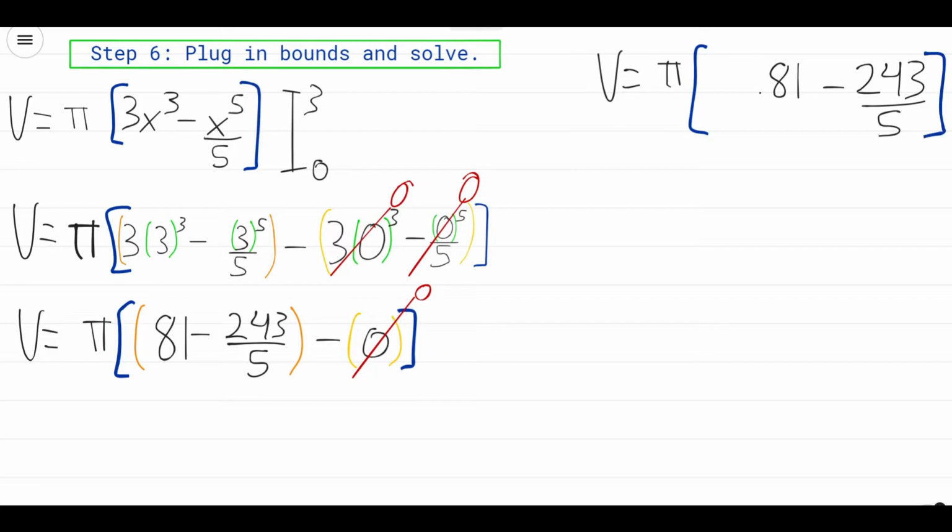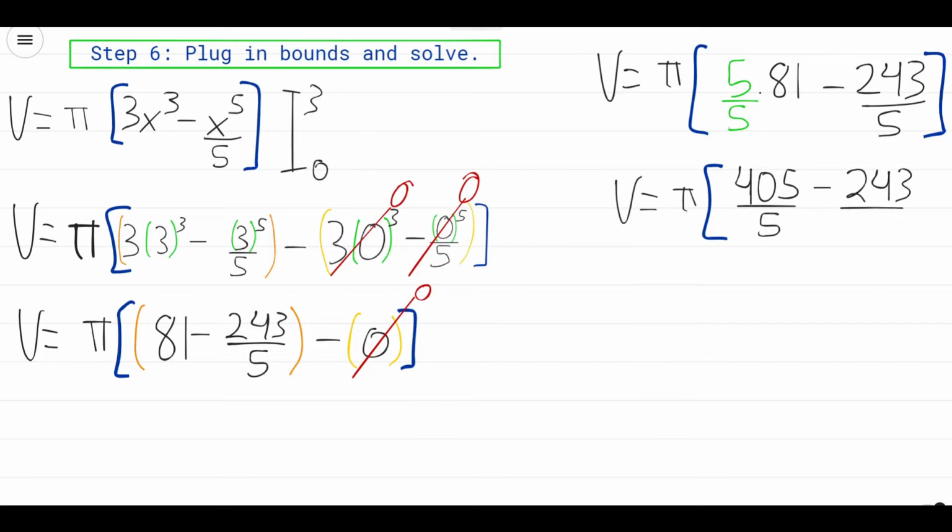And what we're going to do is we want to have a common denominator, so that it makes it easier to compute this. So we're going to do this by multiplying the first term, 81, by 5 over 5. We're multiplying it by 1, but now it has the same denominator as the second term, 243 over 5. In doing so, we get pi times 405 over 5 minus 243 over 5.